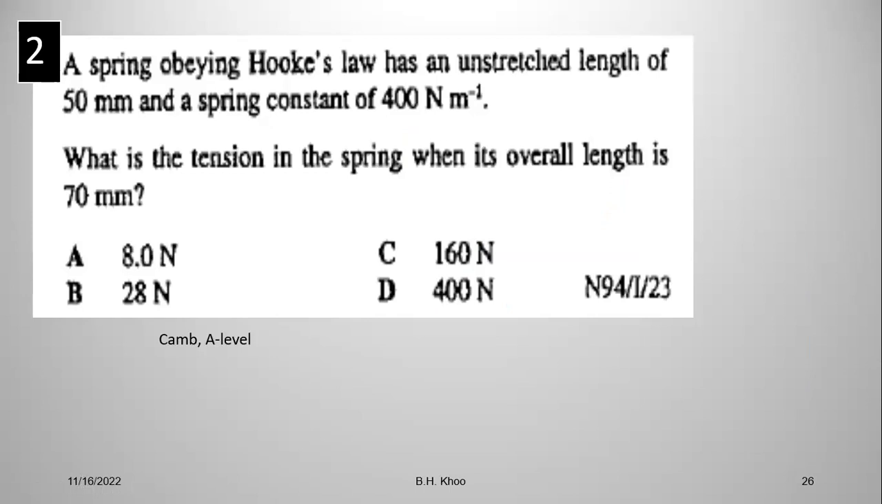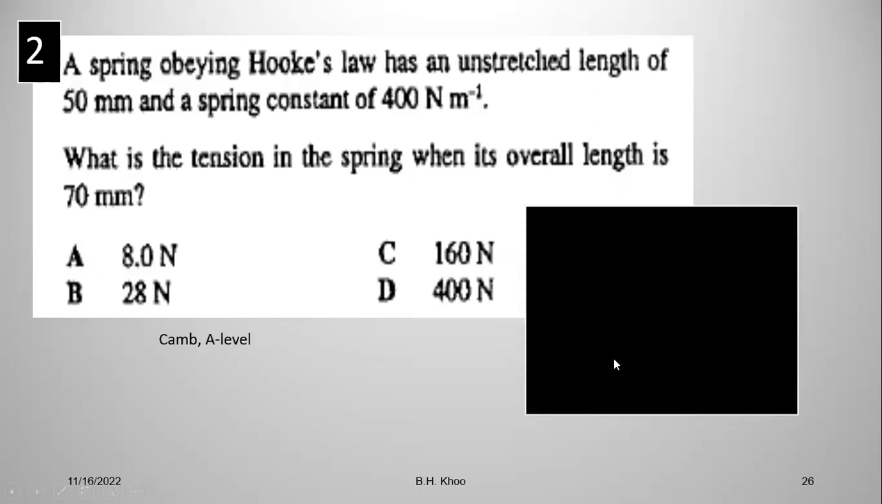November 94, this is an old A-level Cambridge question, paper 1, question 23. A spring obeying Hooke's law has an unstretched length of 50 millimeter and a spring constant of 400 Newton per meter. What's the tension in the spring when its overall length is 70 millimeter?